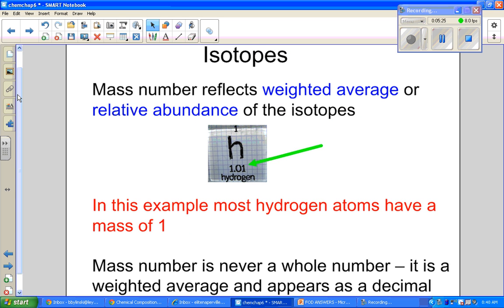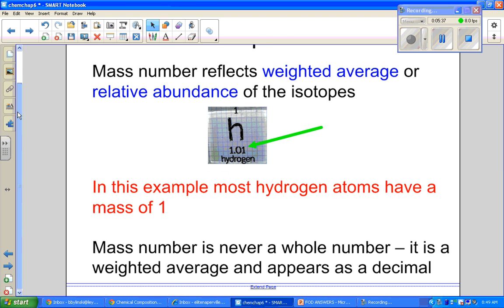Okay, when you look on the periodic table, what we looked at as the mass number is actually known as a weighted average or relative abundance of those isotopes. So in this example, most hydrogen atoms have a mass of 1, and that is the number you see either above or below the symbol for hydrogen on the periodic table. Mass number will never be a whole number because it's a weighted average and appears as a decimal.